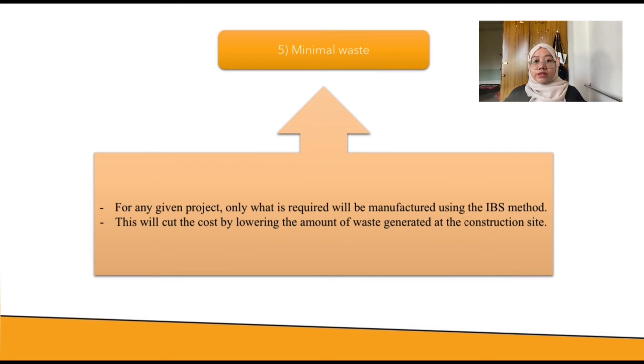And the last one is minimal waste. For any given project, only what is required will be manufactured using the IBS method. This will cut the cost by lowering the amount of waste generated at the construction site. Moreover, by producing less waste, developers will spend less on waste disposal, which indirectly will save more costs.